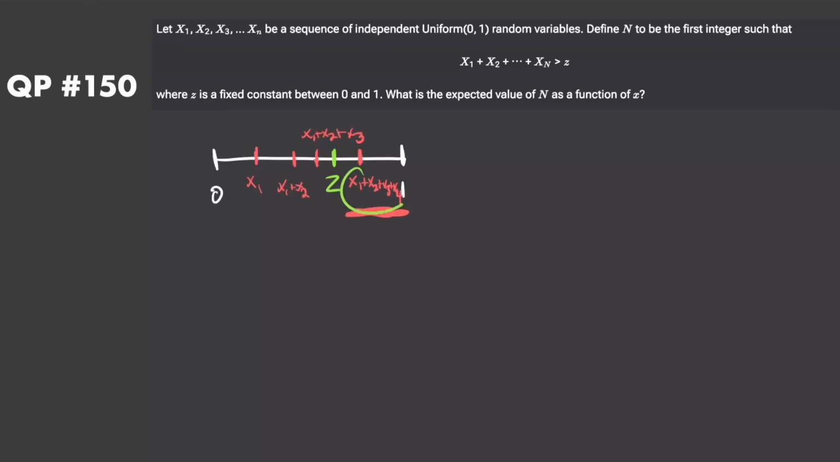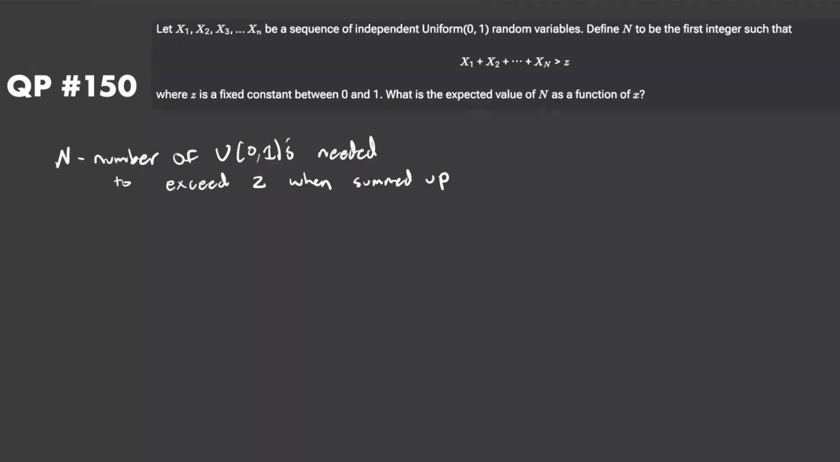So this was the point right here. We had to take 4 random variables to get a value bigger than z. And we're asking, what is the expected value of that number that we need to exceed that threshold? So n is the number of uniform 0 to 1s needed to exceed z when they're summed up, and we're trying to find the expected value of n. n is a discrete random variable because it is a number. It's either going to be 1, 2, 3, 4, 5, whatever, taking values between 1 and infinity.